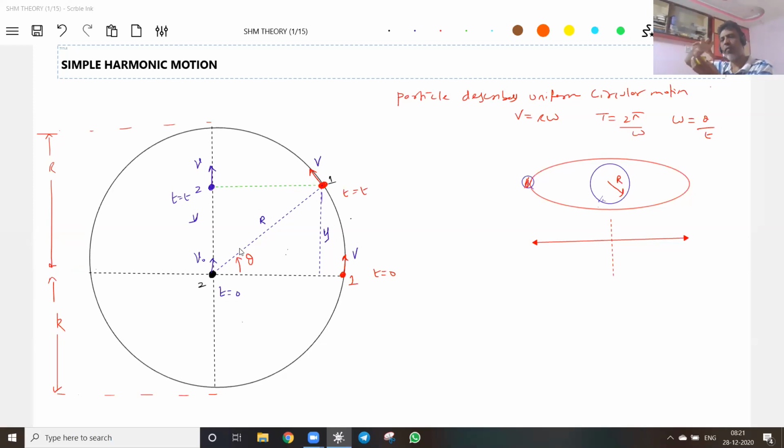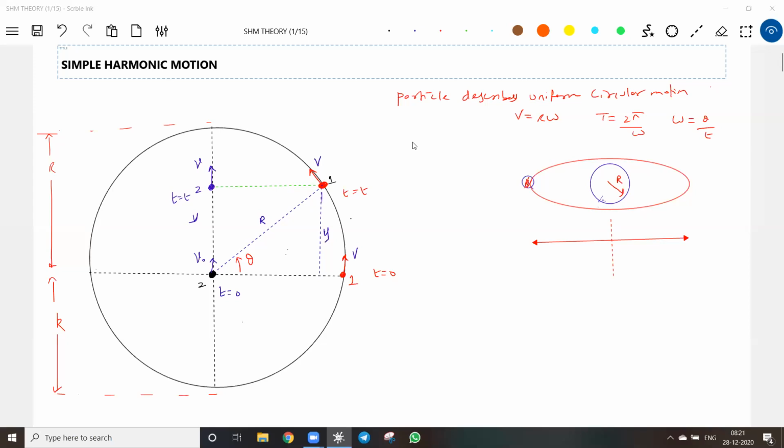If you are moving far away, what will happen? It will appear as if it is moving. What is the reason for that? If you are far away, instead of the circular path, what you see is the projection of the motion described by a particle. That will be visible. Don't think that it's imaginary. This is what we feel.